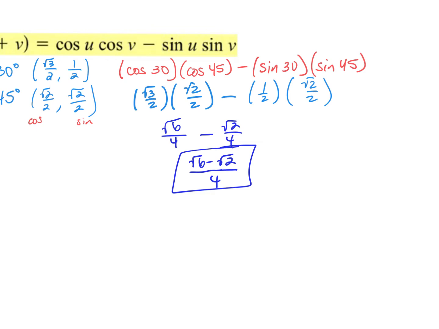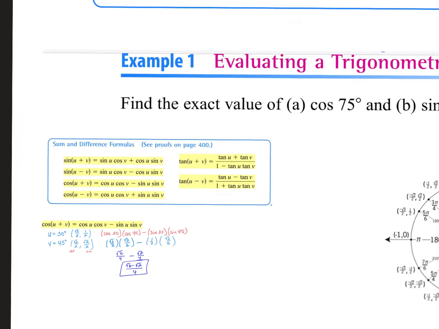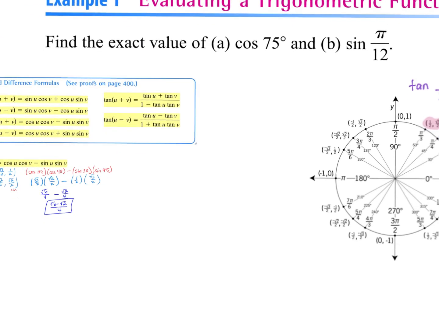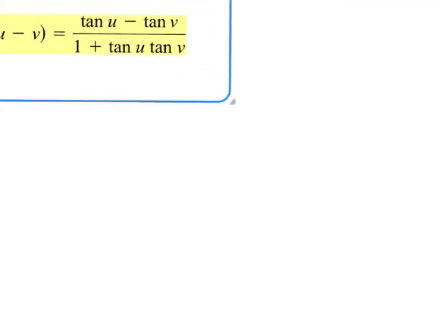Now again, some of you might have chosen different angles. You could have done u was 45 and v was 30. You'd still get the same answer. You will still get the same answer. Let's look at the next one. What does the next one say? What's the question? Sine of pi over 12. Okay, well, first of all, I know I'm going to use the sine formula. Is pi over 12 on the unit circle?